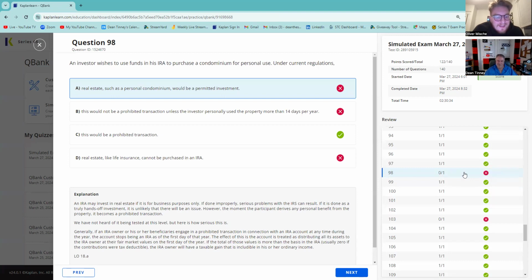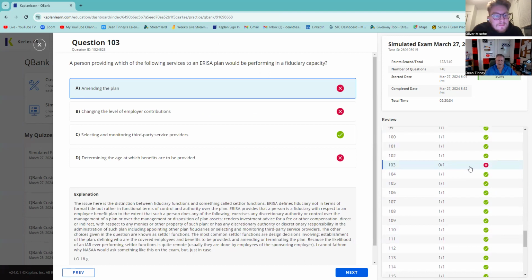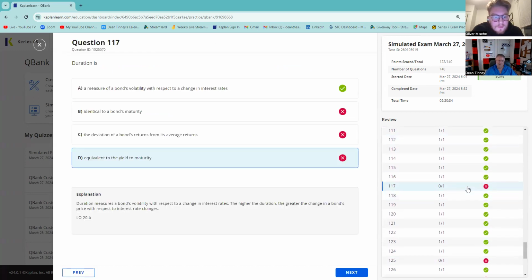I thought we would miss this because it's not a house. It's a fractional kind of ownership situation. Yeah. So yeah, that's stupid. You said amending the plan. Third party. Yeah, that's the pension consultant. That was a tough one to get to from the given information.